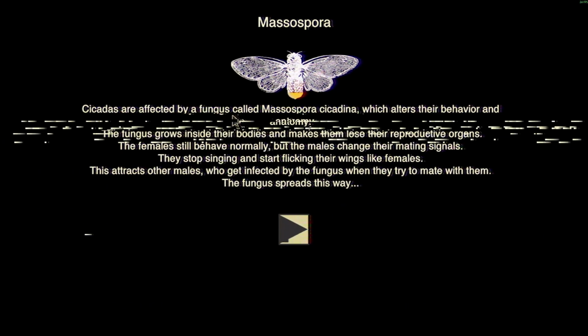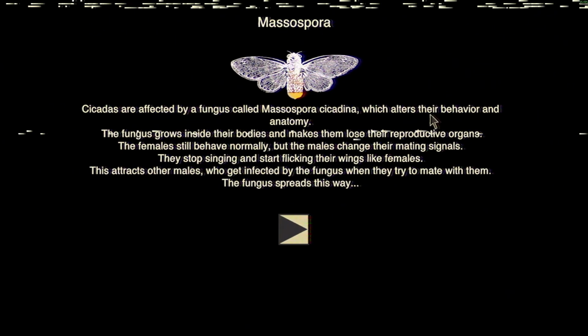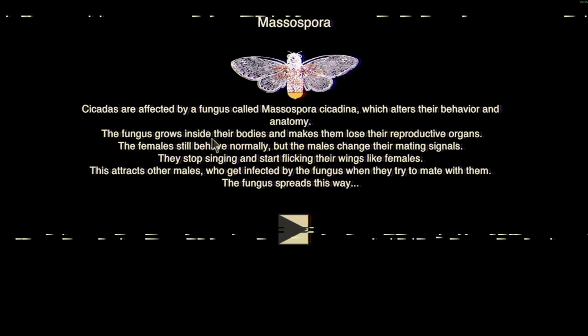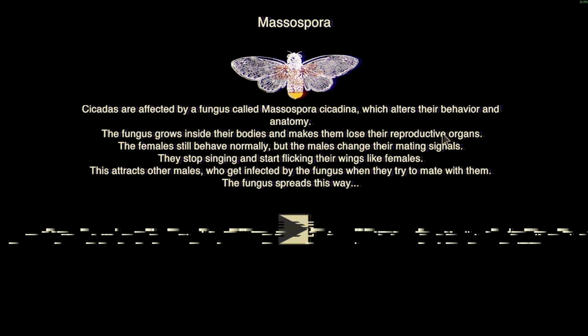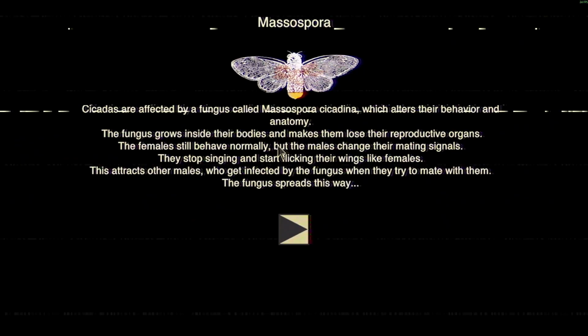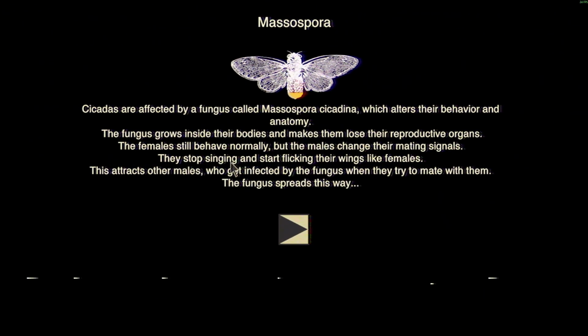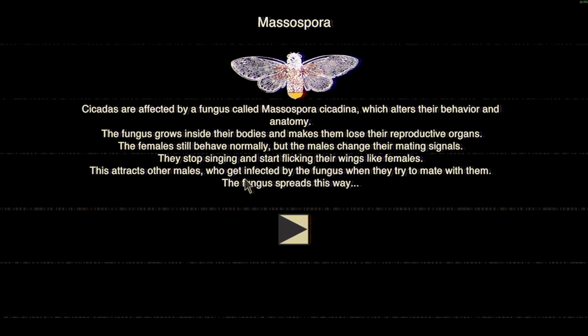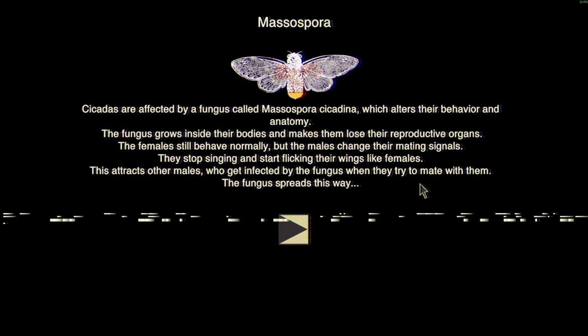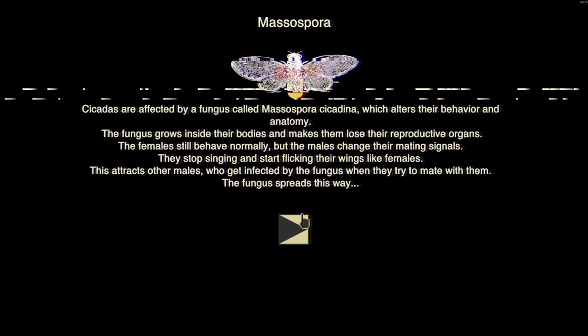Cicadas are affected by a fungus called Massospora cicadina, which alters the behavior and anatomy of the insects. The fungus grows inside their bodies and makes them lose their reproductive organs. The females still behave normally, but the males change their mating signals. They stop singing and start flicking their wings like females. It attracts other males who get infected by the fungus. They try to mate with them. The fungus spreads this way.